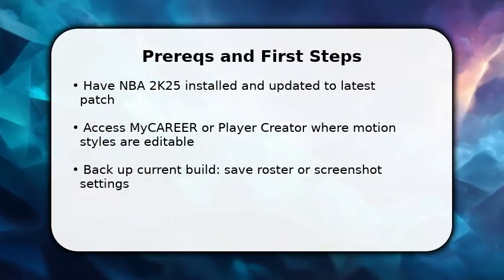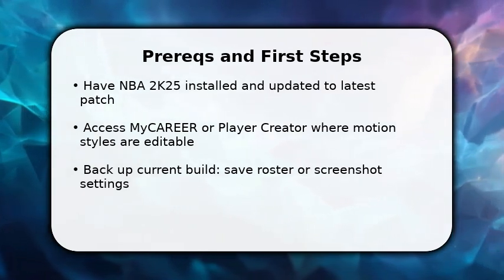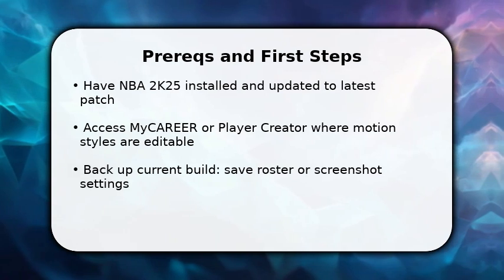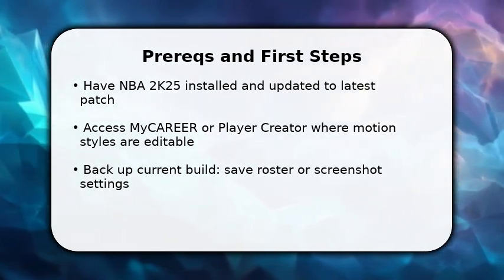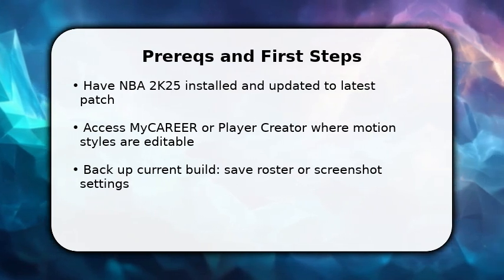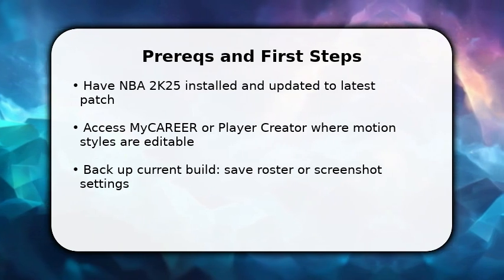You start by confirming the basics. You're in NBA 2K25, updated, and on a profile that allows motion edits. Once done, open My Player or the Create a Player menu and navigate to the Animations or Motion Style section. You should see current assigned motion sets. Make sure to note them.